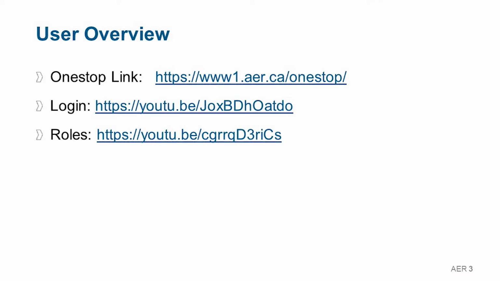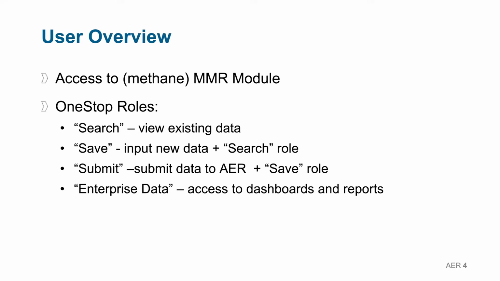OneStop allows different user roles to be assigned by your company administrator. Your company administrator edits these roles via the AER DDS system. User roles can be differentiated by regulatory function or module. We are working with the Methane Measurement Monitoring and Reporting, or MMR module. For access to all functions described in this series of video tutorials, you should have the roles Search, Save, Submit, and Enterprise Data for the MMR module. For an overview of the user roles, please see the General Overview video in this tutorial series.